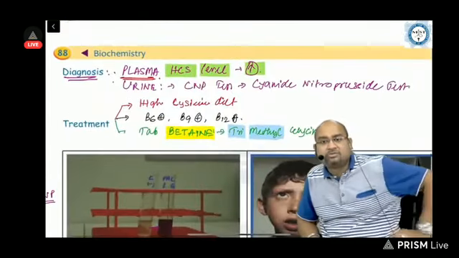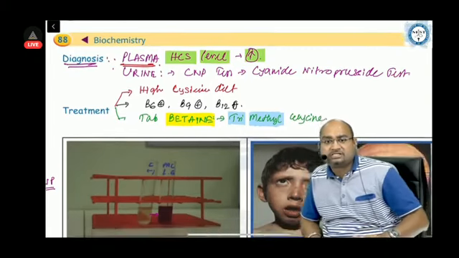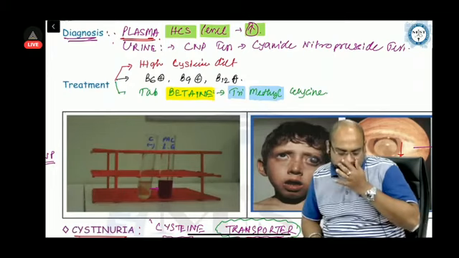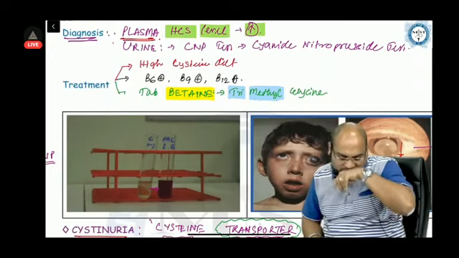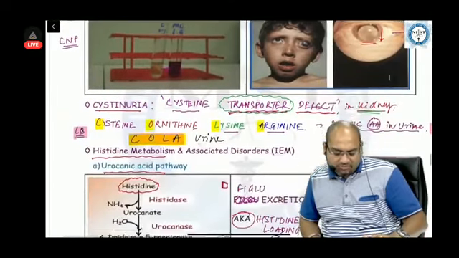Diagnosis, plasma homocysteine level can be checked, and for treatment we have to go for a high cysteine diet, B6, B9, B12 combo, and tablet of B10. All these three things should be given together in this patient of homocystinuria.